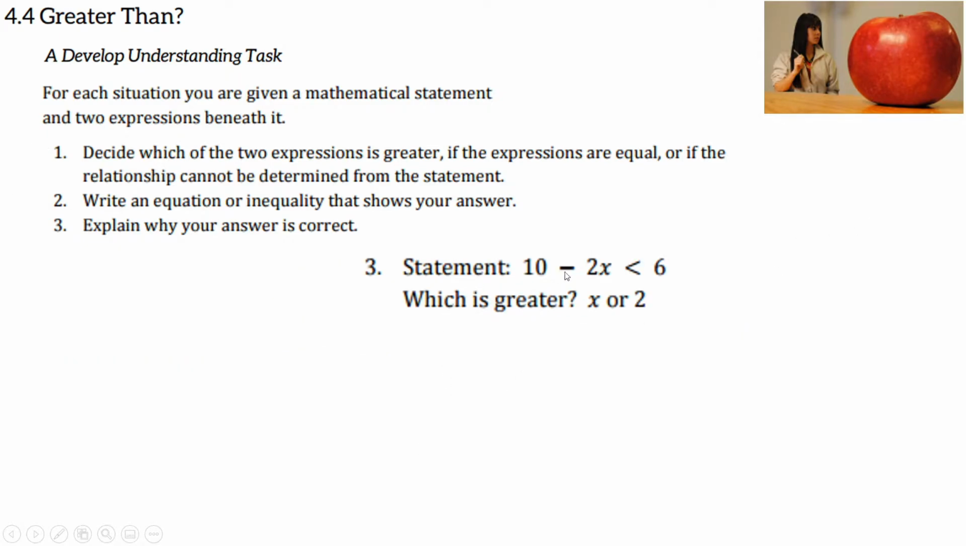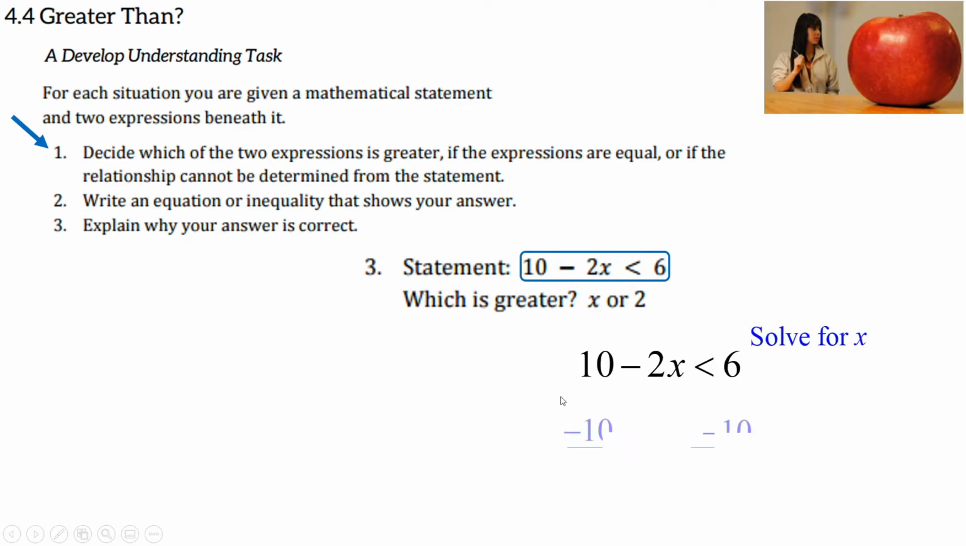Number 3. Statement: 10 minus 2x is less than 6. So this is just like the last problem. Okay, let's take this inequality and solve for x. If we're going to isolate this x, we'd better get rid of this 10 right here. So that's a positive 10. To get rid of that, we're going to subtract 10 from both sides.